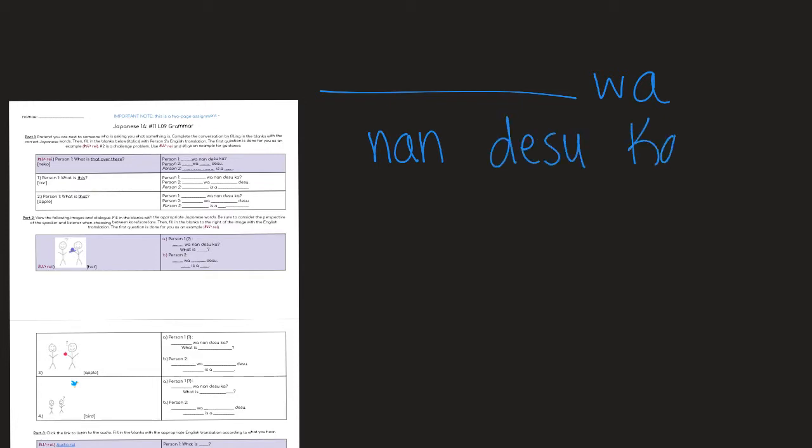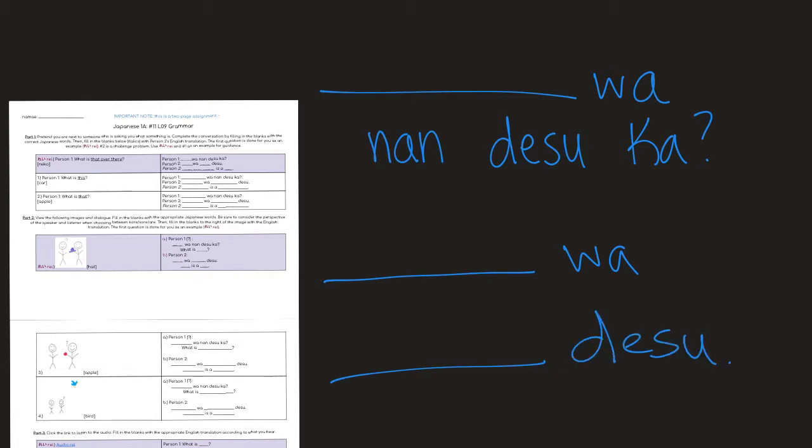Here we go. So, we'll have person 1: blank wa nan desu ka? And then the answer will be: blank wa blank desu. Okay, so this is person 1, and this is person 2. So, if someone is asking, what is that over there?